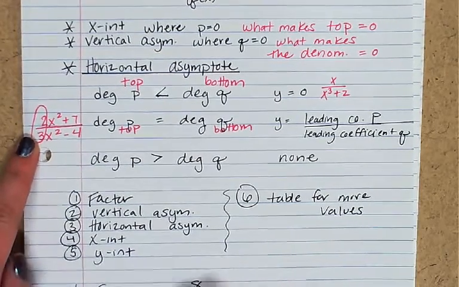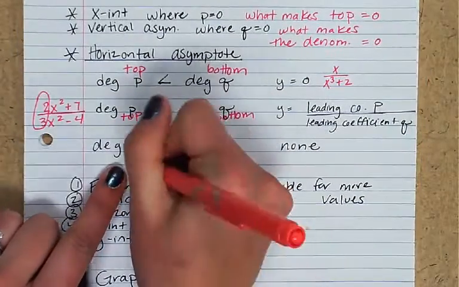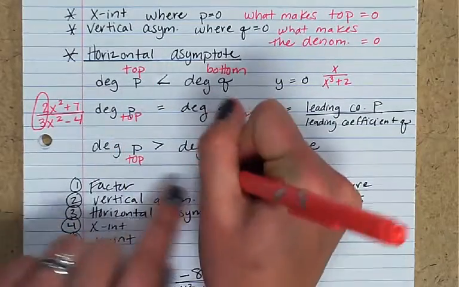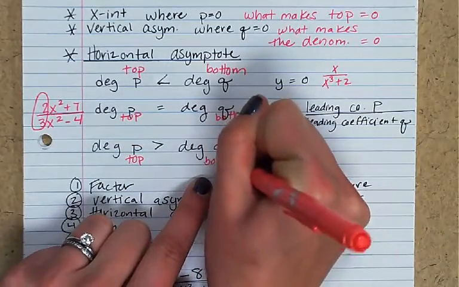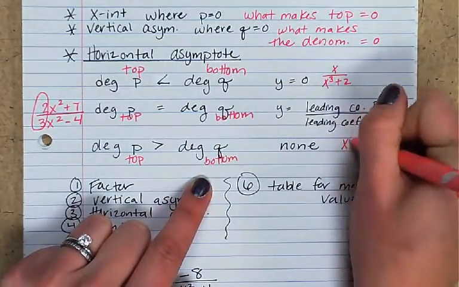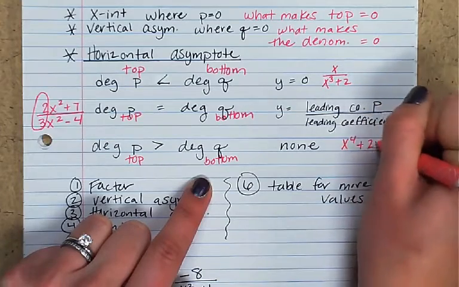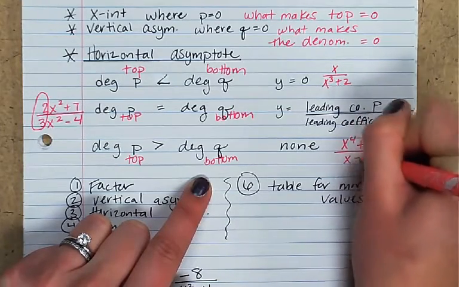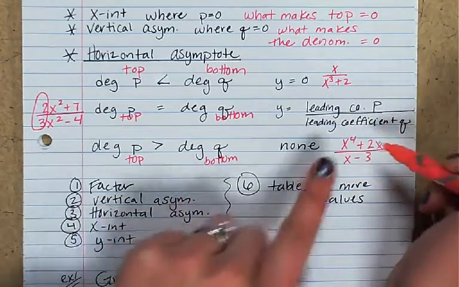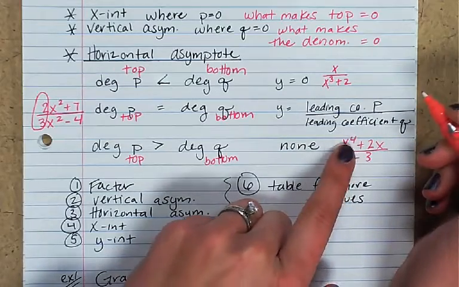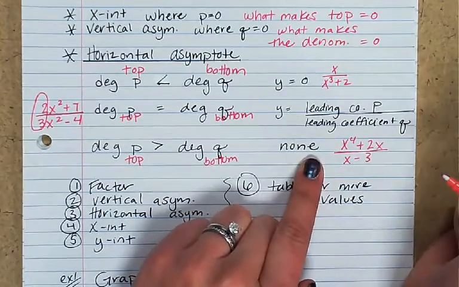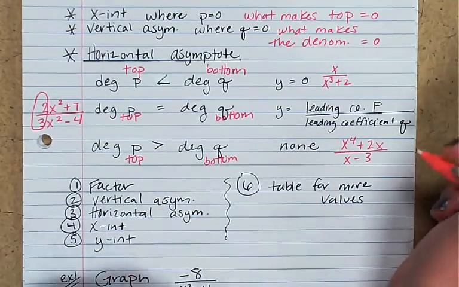Now let's say the degree of the top is greater than the degree of the bottom. So if I had like x to the 4th plus 2x over x minus 3, so I'd have degree 4 over degree 1, so 4 is bigger than 1. There is no horizontal asymptote.